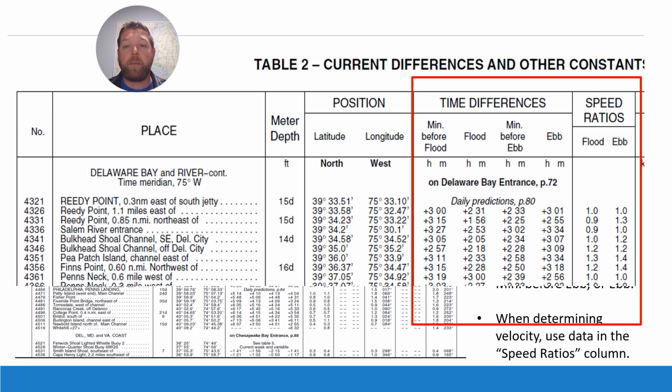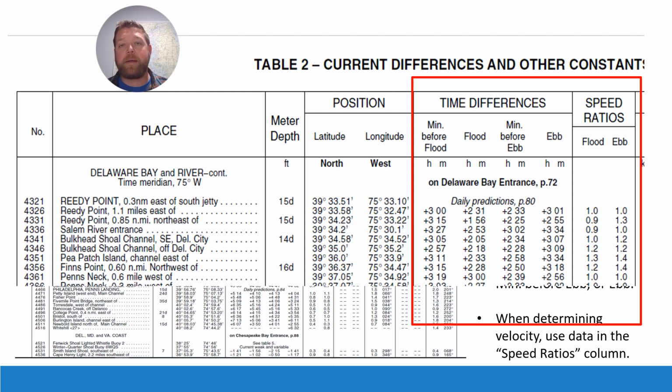What we do need to solve the problem are these pieces of information here. We need the time differences, and we need the speed ratio. So this is where there's a little bit of difference here. Under time differences, there's a min before the flood, a flood, min before the ebb, and then an ebb. The min before the flood and the min before the ebb are the time adjustments that you will apply to the slack water. And then the time differences for flood or ebb are the time differences that you apply for the maximum. Okay. So again, they are plus and minus hours and minutes. And again, always be careful adding or subtracting time.